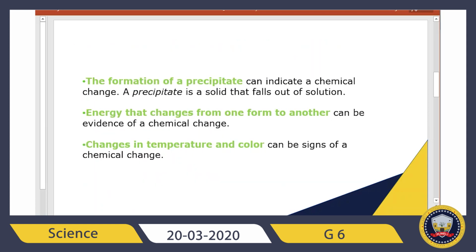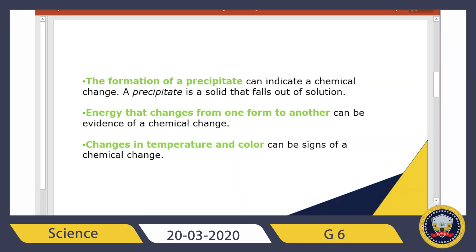What else do we have? The formation of a precipitate can indicate a chemical change. A precipitate is the solid that forms as a result of a chemical reaction. Energy that changes from one form to another, like light or sound happening as a result of a chemical reaction, like fireworks, is also a chemical change. And change in temperature and color also can be signs of chemical change.